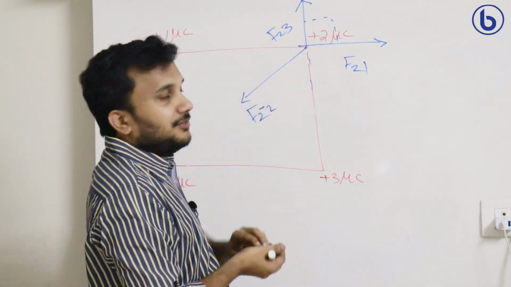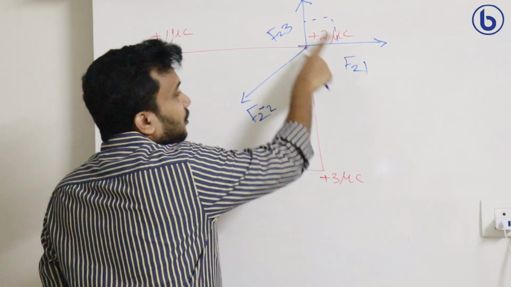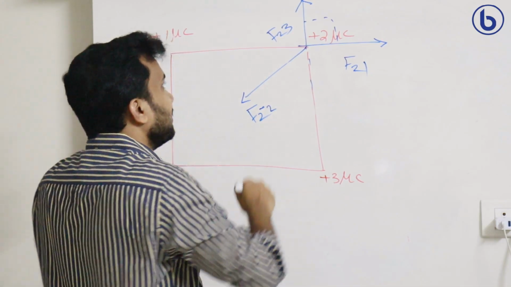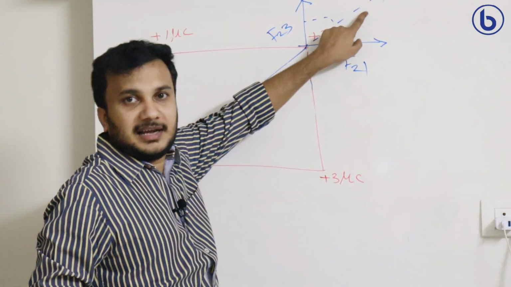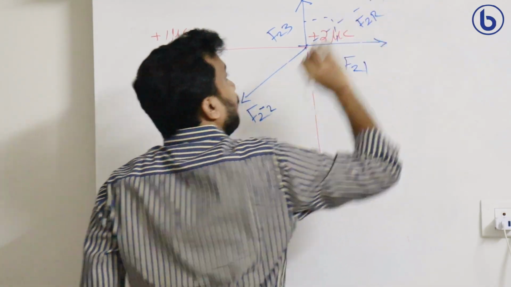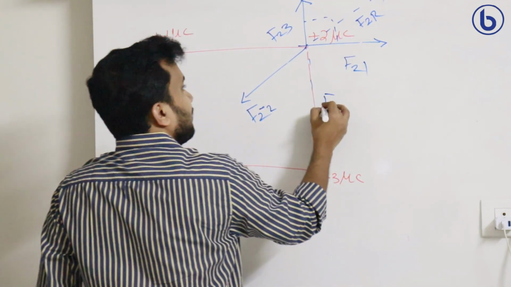So if you find the total effect of this, what will happen? F23 and F21 are both acting with an angle of 90 degrees. What is the formula for the resultant force? The resultant force will always act like this, and I am writing this force as F2R, just for my understanding. F2R I am writing. Next, what is F2R?